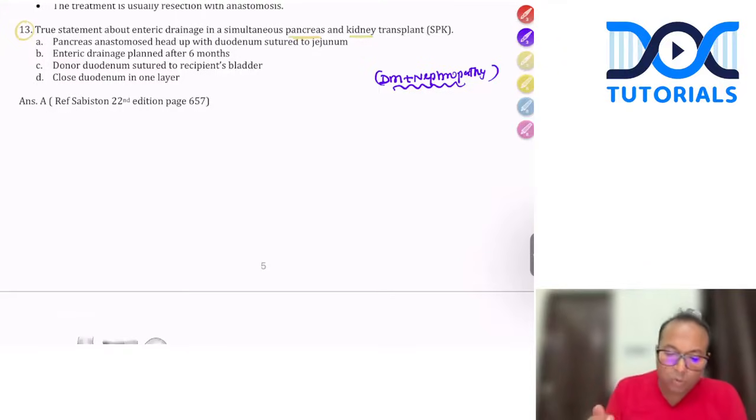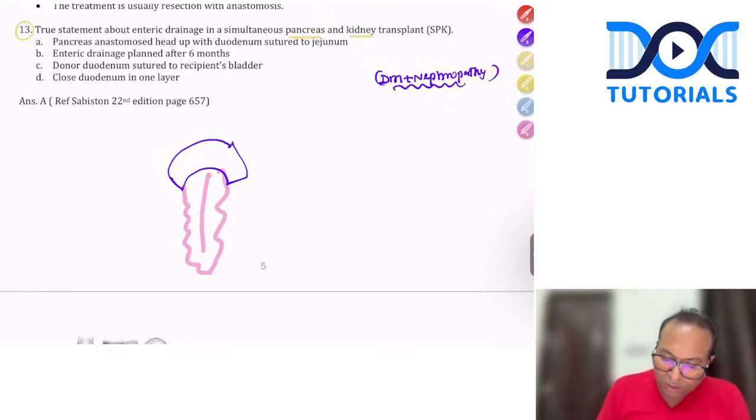So enteric drainage, how is it done? I'm drawing the donor graft like this. This is the donor duodenum with the pancreas. This is the graft I have removed from the donor. Now I'm going to connect this to the bowel. So the pancreas is anastomosed with the head of the pancreas and duodenum facing up.